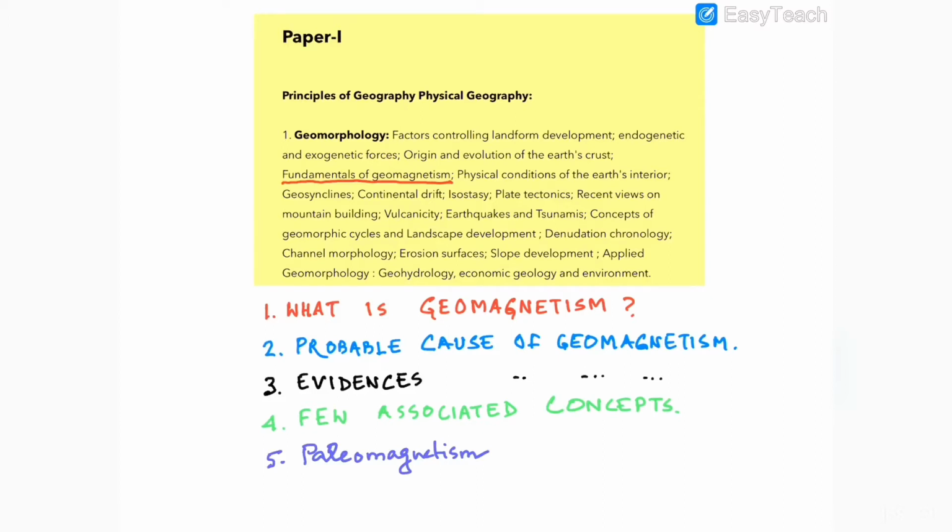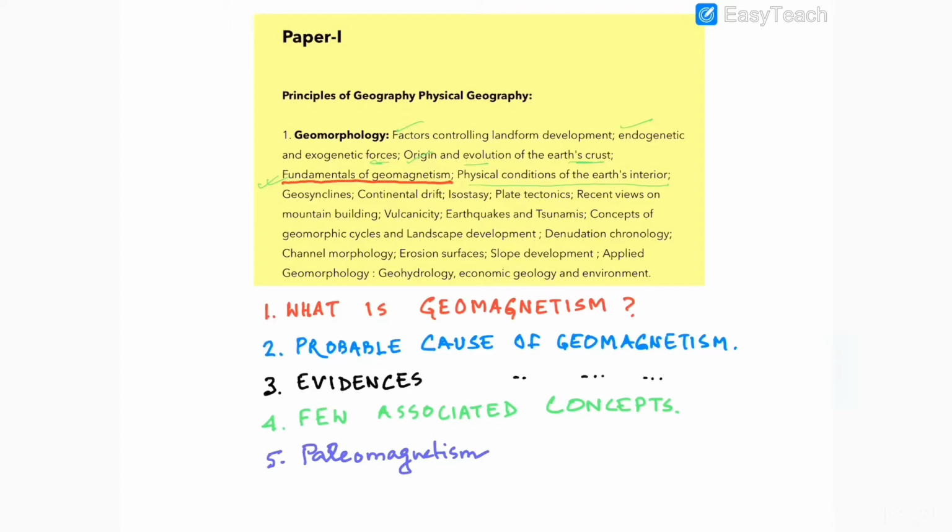Our topic today is this red underlined topic called the fundamentals of geomagnetism. If you have gone through the previous lectures, we have dealt with factors controlling landforms, then endogenetic and exogenetic forces, then the origin and evolution of Earth's primitive crust, and then the physical conditions of Earth's interior. And today is the time for the fundamentals of geomagnetism.